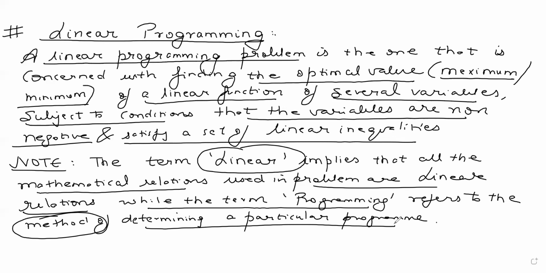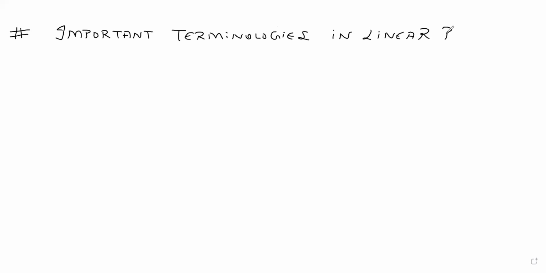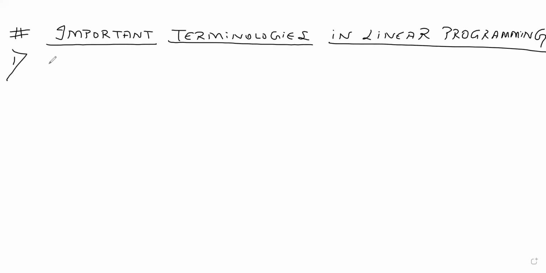Let's now move forward. Let's look at what are the important terminologies involved in linear programming. So all students are requested to write the heading important terminologies in linear programming. So let's now look at these terminologies one by one. So first is the objective function.